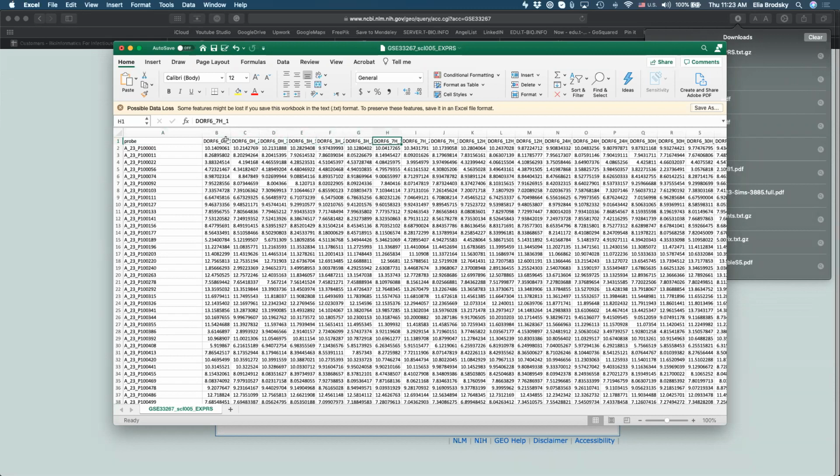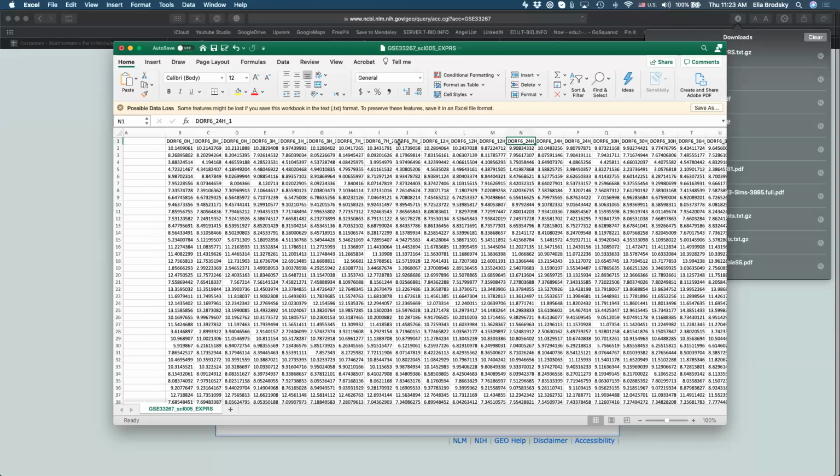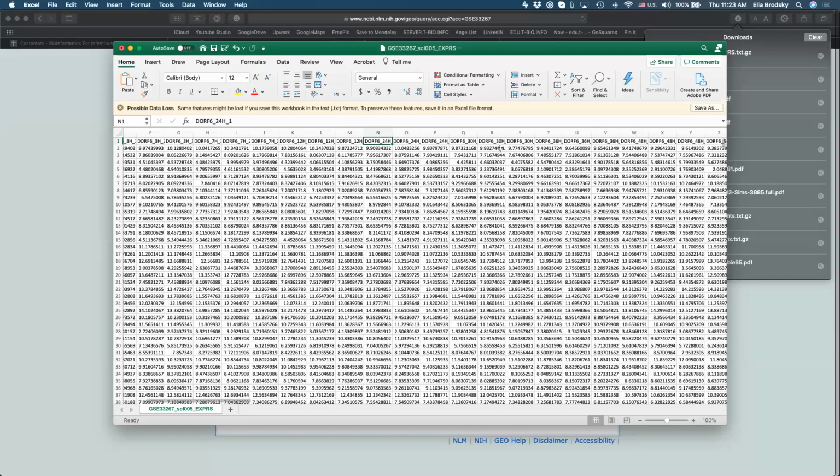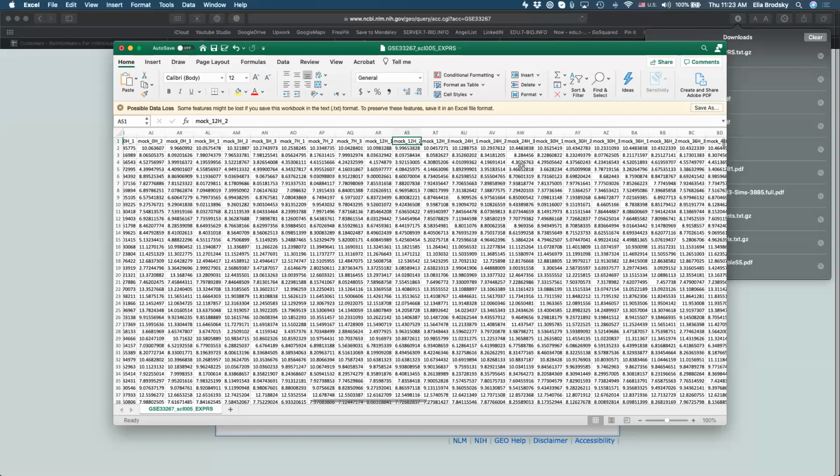So here you have the sample names, and you can see that they are separated into delta ORF6, and then by hour, and you have multiple replicates for each hour, 3 replicates per hour. And if you scroll down, there's mock, and then there's wild type.